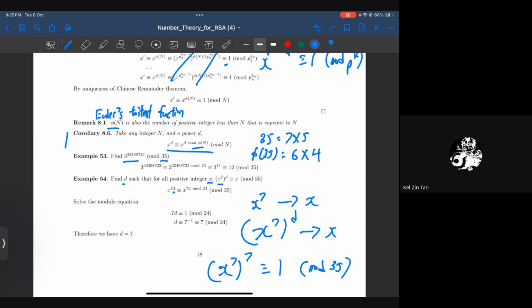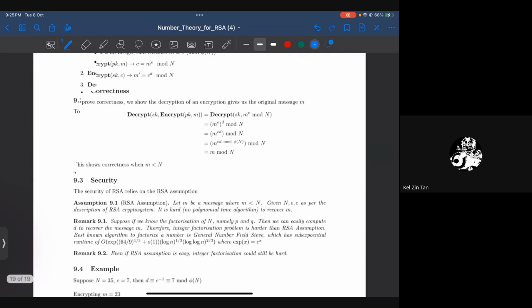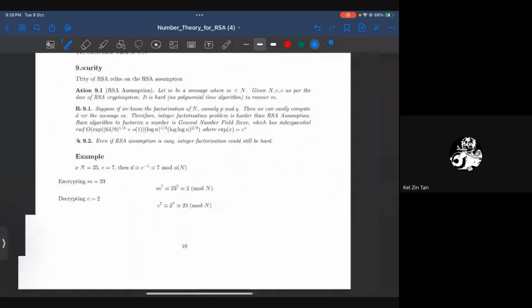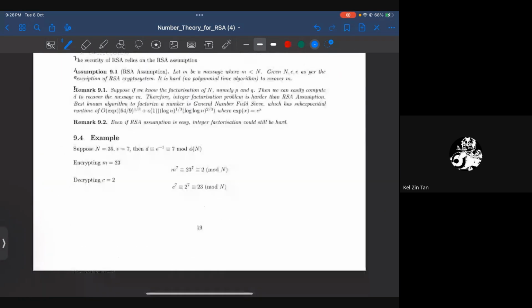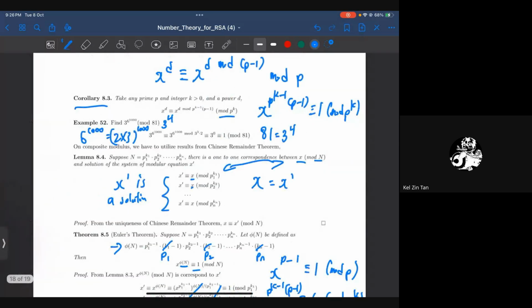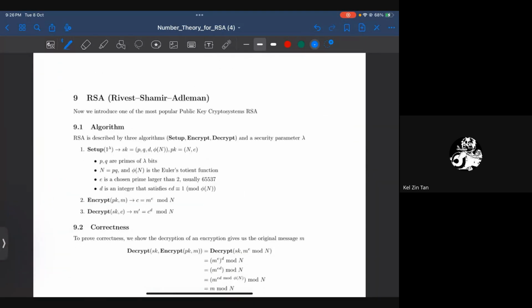Okay. Then now we can finally talk about RSA. You see, I have like 19 pages for all this. There's no more page after this. I have 18 pages talking about math, and then 1 page talks about RSA. The title of this is called Number Theory for RSA. But we'll see that with all the theorems in mind, RSA becomes very trivial to understand.